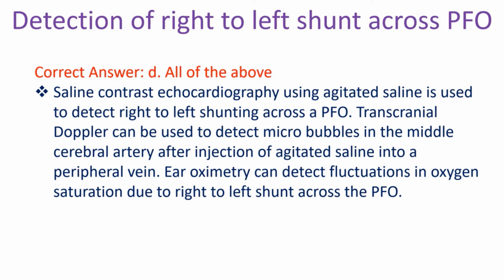Saline contrast echocardiography using agitated saline is to detect right to left shunting across PFO. Transcranial Doppler can be used to detect microbubbles in the middle cerebral artery after injection of agitated saline into the peripheral vein. Ear oximetry can detect fluctuations in oxygen saturation due to right to left shunt across the PFO.